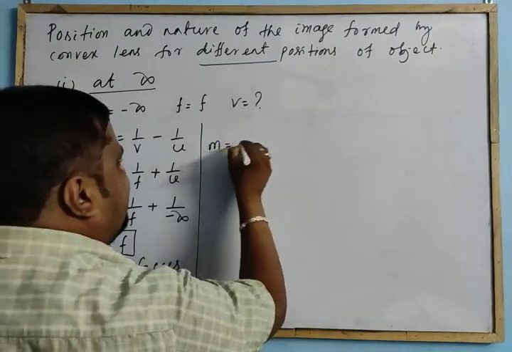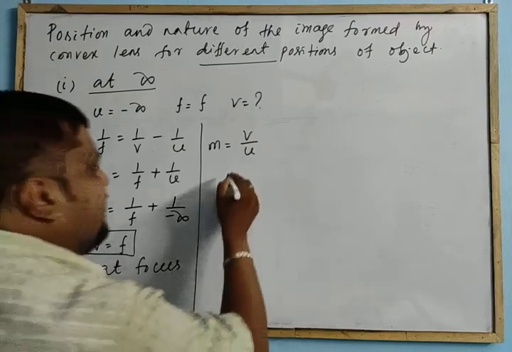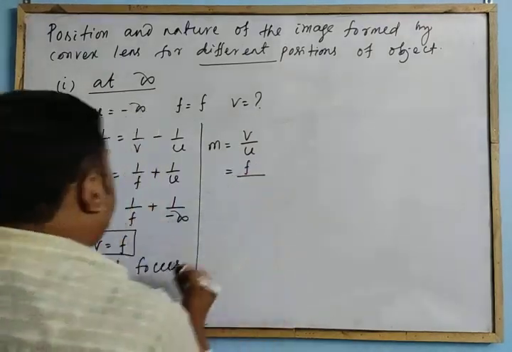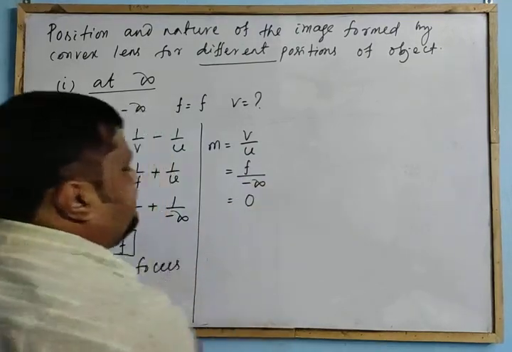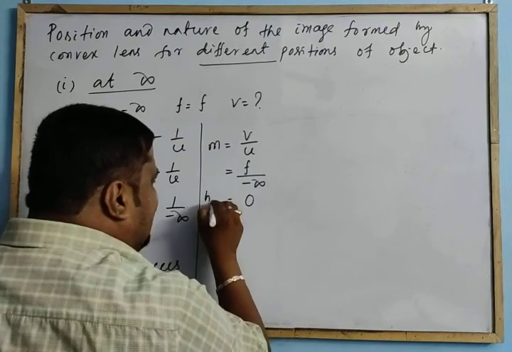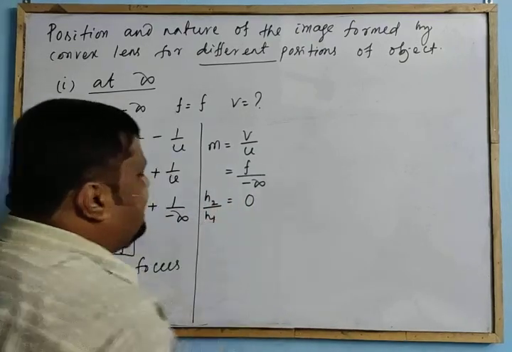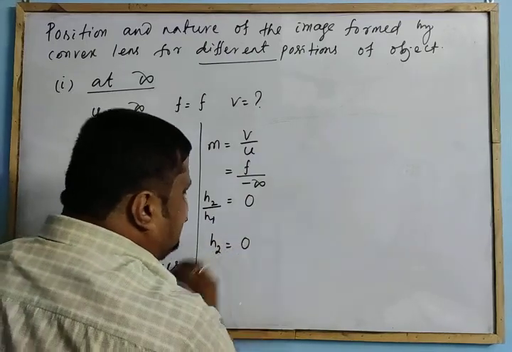Now go for magnification. m is equal to v by u. Then what is your v? That is equal to f. And what is u? That is your minus infinity. So this is equal to 0. Something by infinity is 0. Then the magnification formula is h2 by h1, and that is equal to m. So h2 is equal to 0.